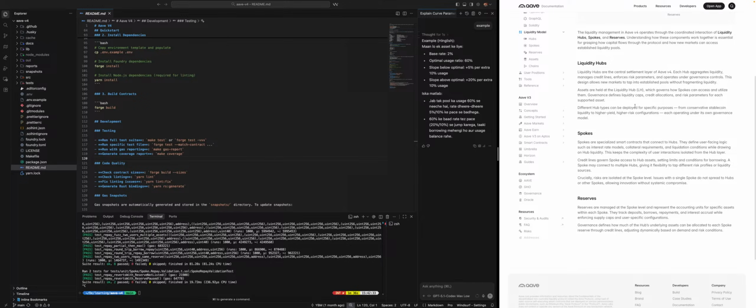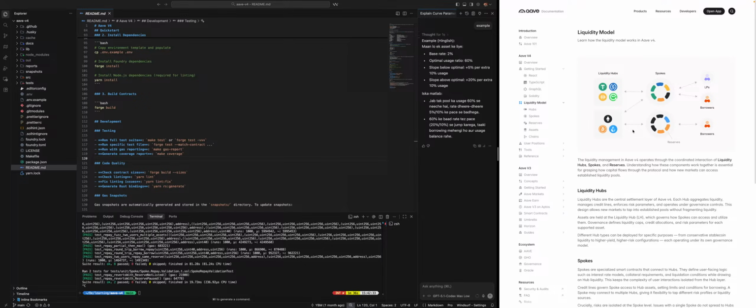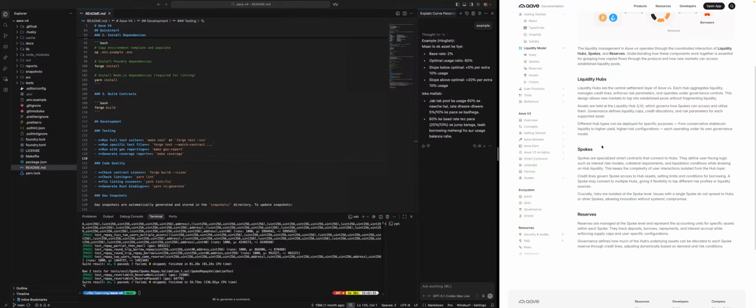The liquidity management in Aave v4 operates through coordinated interaction of liquidity hubs, spokes, and reserves, which I just mentioned. Understanding how these components work together is essential for grasping how capital flows throughout the protocol and how new markets can access established liquidity pools. Liquidity hubs are where the actual liquidity stays. Liquidity hubs are the central settlement layer of Aave.